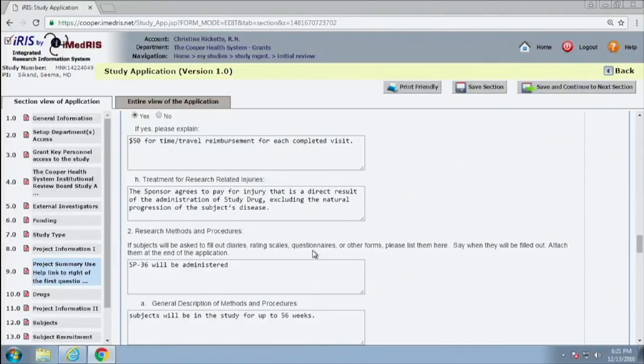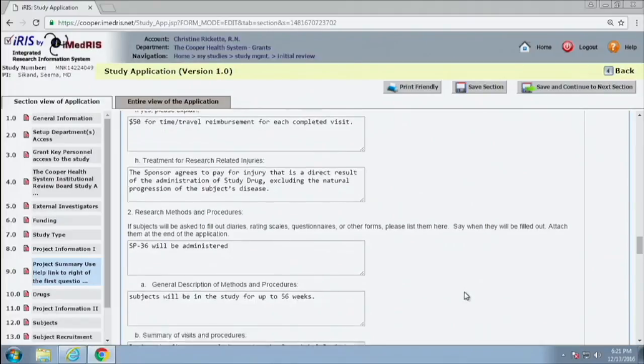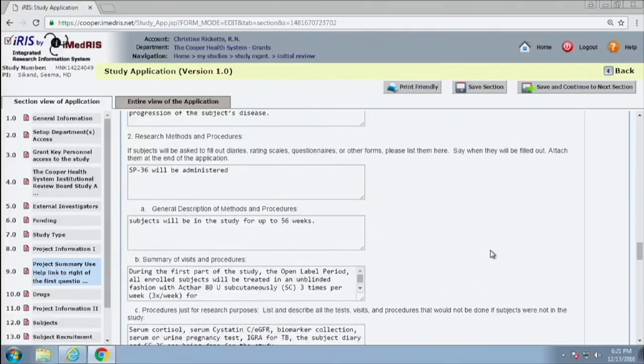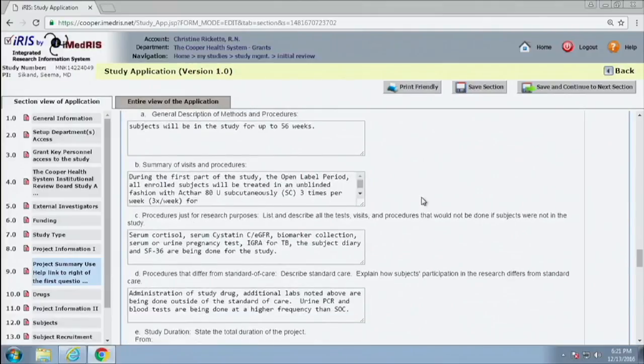Research methods and procedures, that's asking about the diaries, rating scales, surveys, things like that. We would just include what that is so the IRB knows to look for those attachments. General methods and procedures, then the summary. So this is where I would copy and paste exactly what's being done to the subjects during their participation.